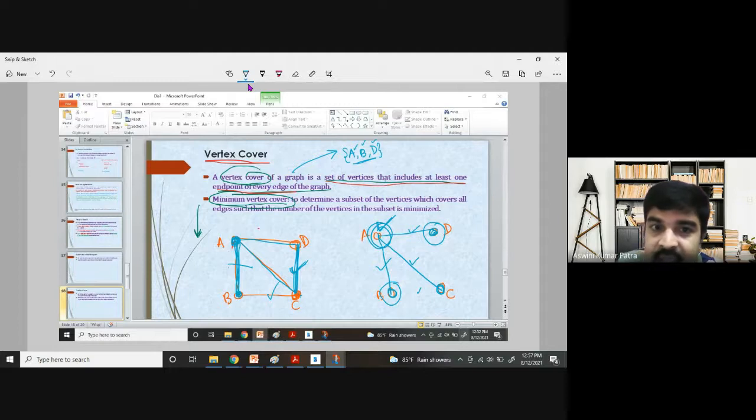It's a set of vertices that includes at least one endpoint of every edge of the graph. It's not like a spanning tree, where I cover all the vertices, and it's not like an Euler path, where I have to cover all the edges. It's a vertex cover, just to make sure that all the endpoints are covered. So how many edges are there? You tell me. This endpoint is covered. Its endpoint is covered, B. Its endpoint is covered, that is D. Both A and D are there. And in this line also the endpoint is covered. So to what kind of real world problem can I relate this?